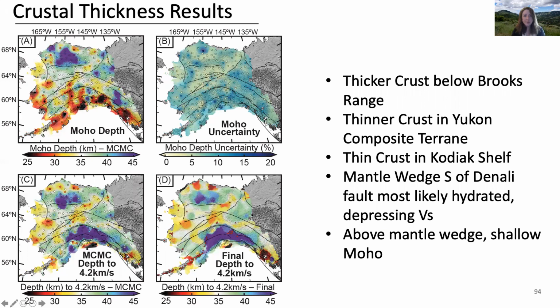We also analyze Moho depth, or depth to the crust to upper mantle transition. From this, we can see thicker crust beneath the Brooks Range, as it's deeper here, and then thinner crust in the Yukon Composite Terrane, or the central area. We also see that it's very complicated south of Denali Fault because of the mantle wedge.